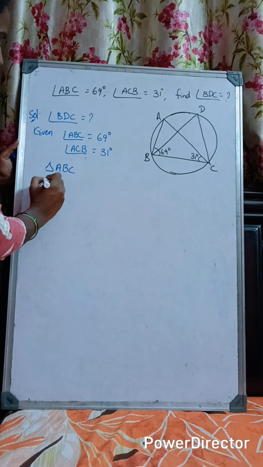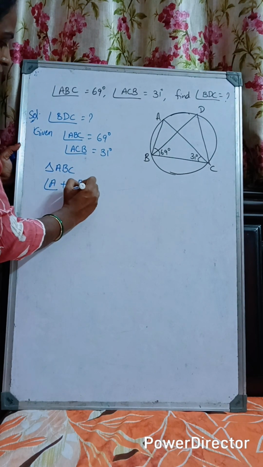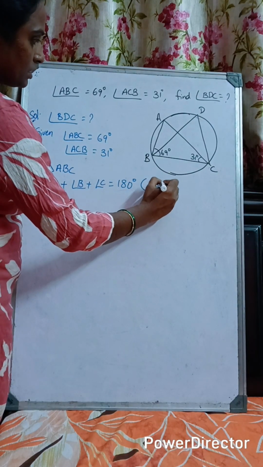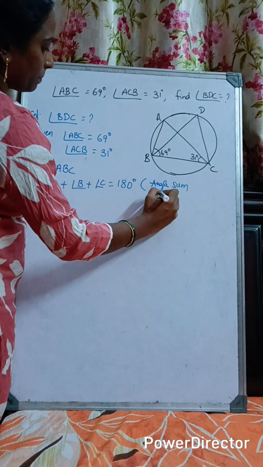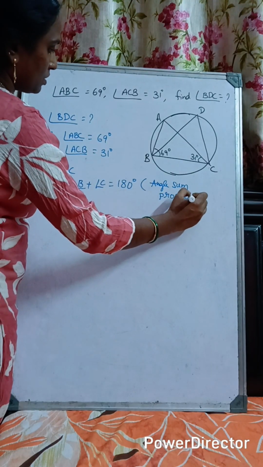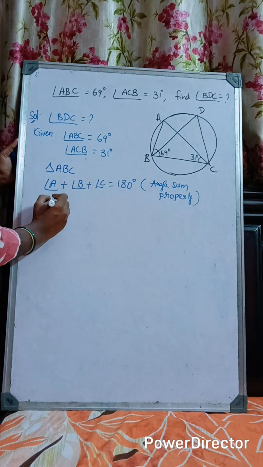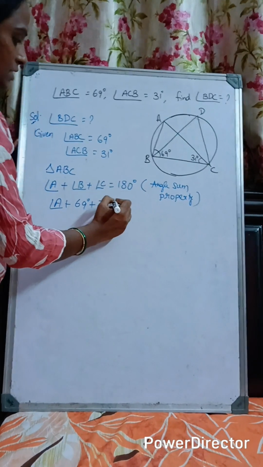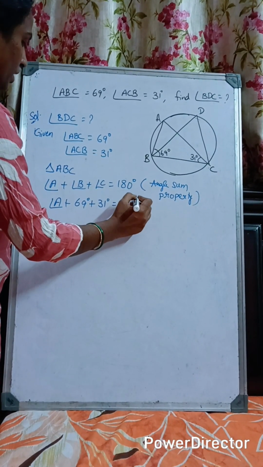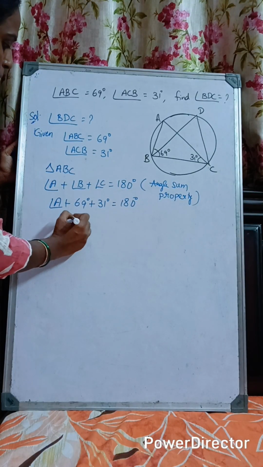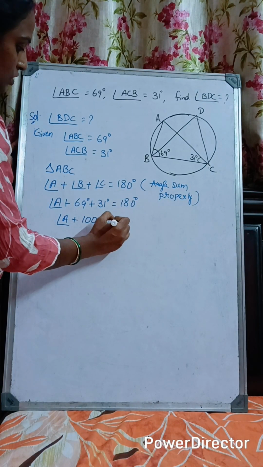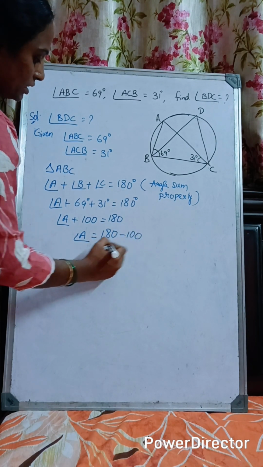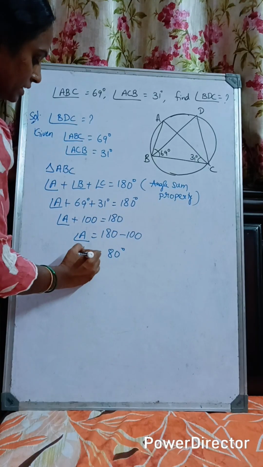ABC means angle A plus angle B plus angle C is equal to how much? 180 degrees, angle sum property. So, angle A we don't know. Angle B is how much? 69 degrees. Angle C is 31 degrees. Angle A plus this 100 degrees is equal to 180. Then A is equal to 180 minus 100, that is equal to 80 degrees.